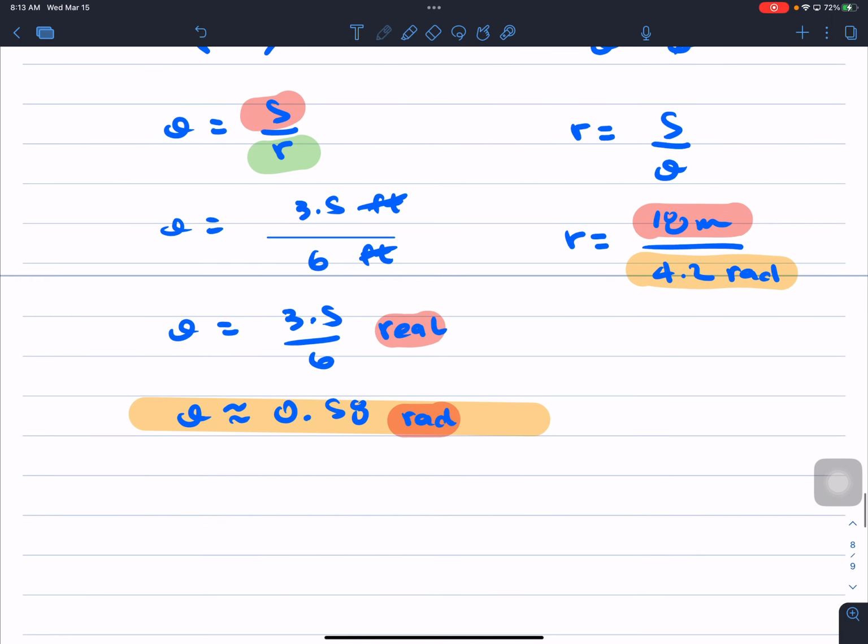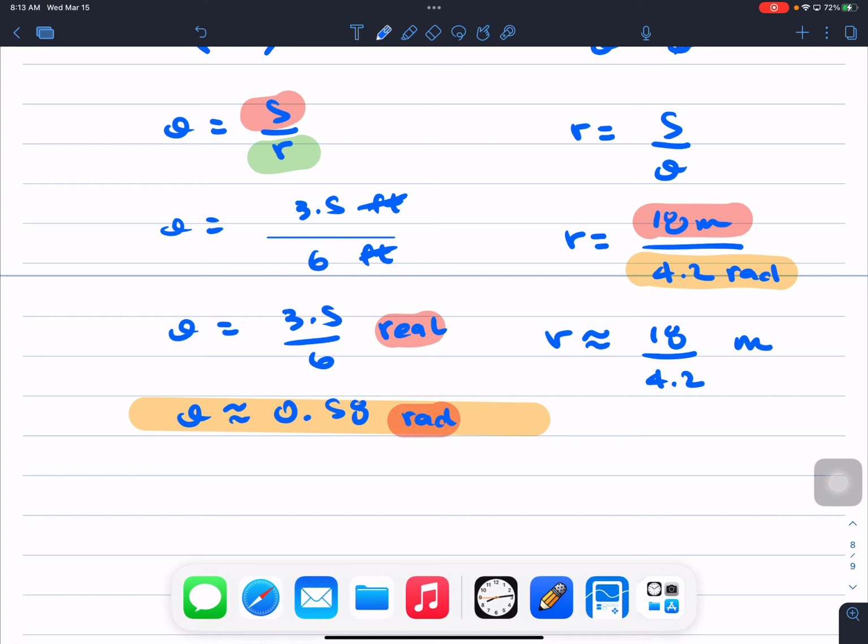So what happens with this R now? Why can I say it's 18, 4.2, and the units are meters? Why can I say that? Radians means what? Real number. And so you're just left with a meter divided by a real number. So 18 divided by 4.2 now.